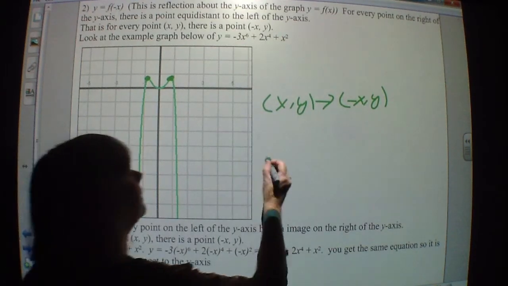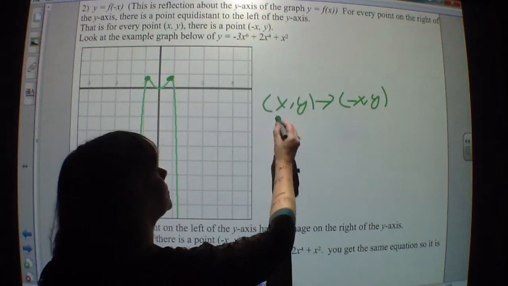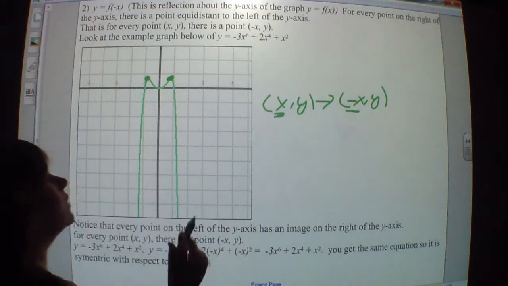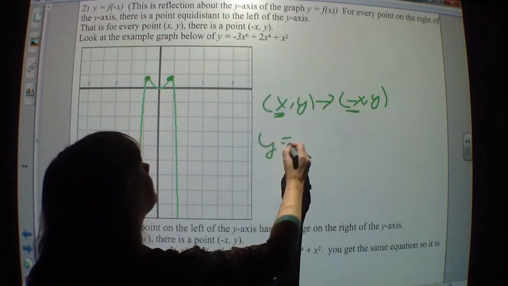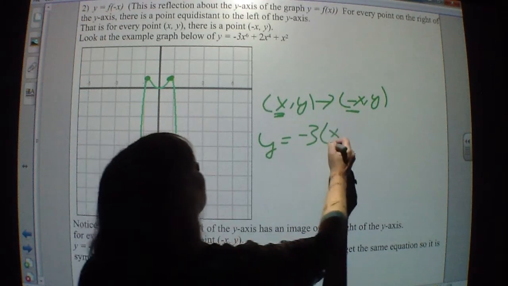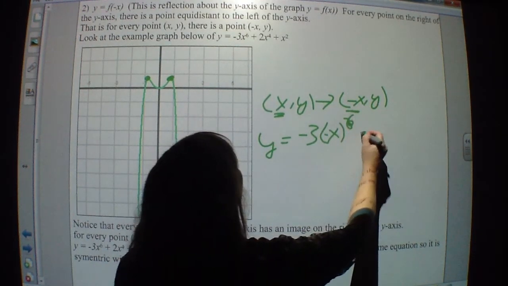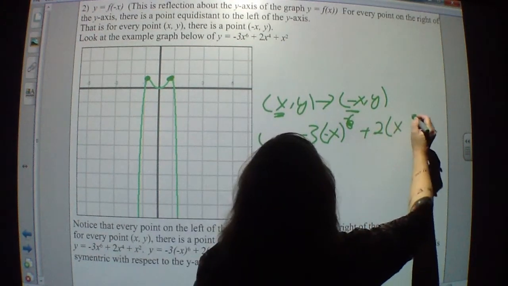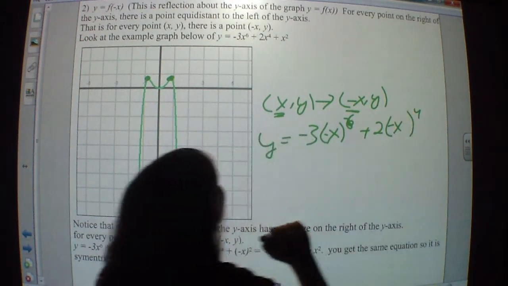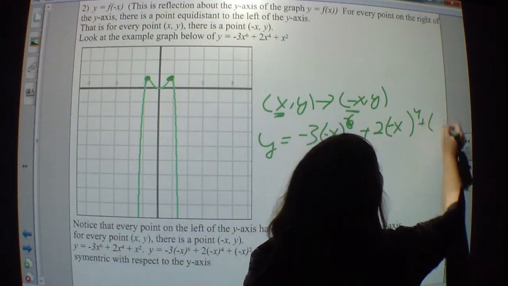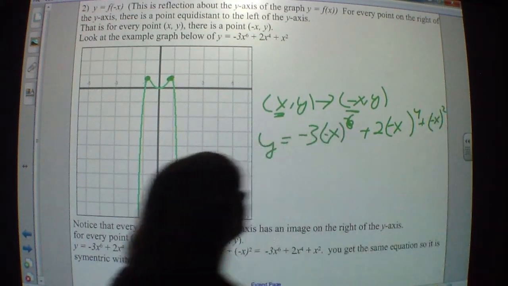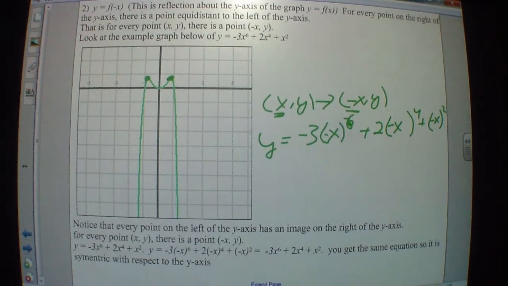But if you didn't know that, then let's take the equation. Wherever there's an x, plug in negative x. Y stays the same. So I have y is equal to negative 3, I plug in negative x, oops, sorry, to the 6th, plus 2, and I plug in a negative x instead of x, plus, instead of x, I plug in a negative x. So I have negative 3 times negative x to the 6th power, plus 2 times negative x to the 4th power, plus negative x to the 2nd power.